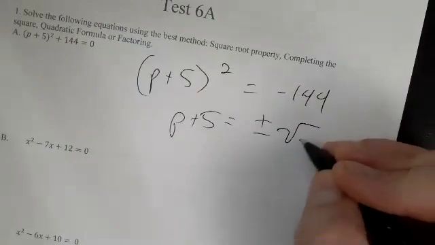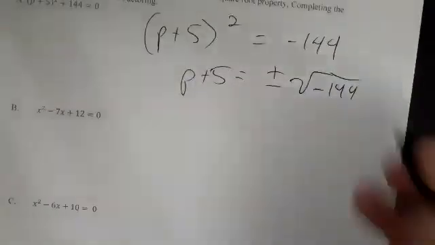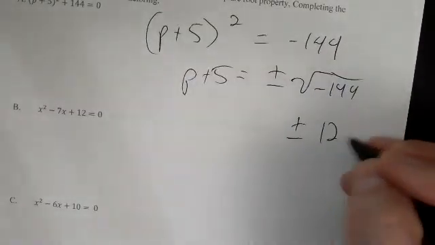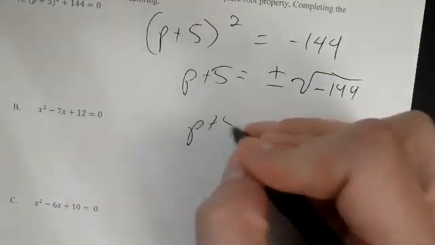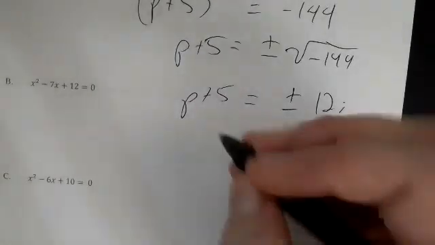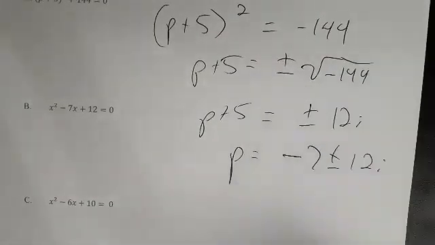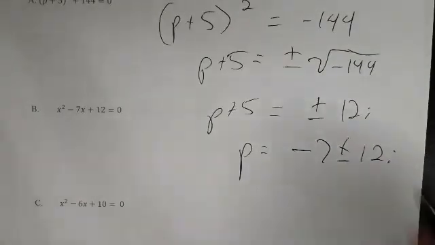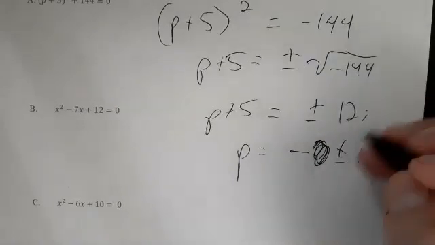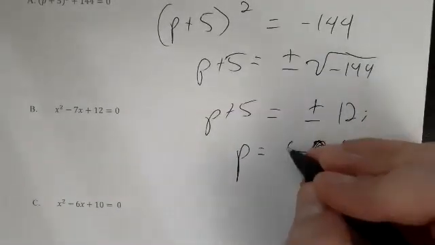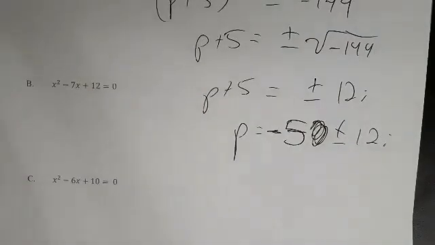If I do plus or minus the square root of negative 144, this is going to give me plus or minus 12i on this side. P equals negative 7 plus or minus 12i is what you should be getting for this thing. Sorry, I didn't even do the right number there. Negative 5 plus or minus 12i. I don't even know where that 7 came from. I was looking maybe at that other problem.